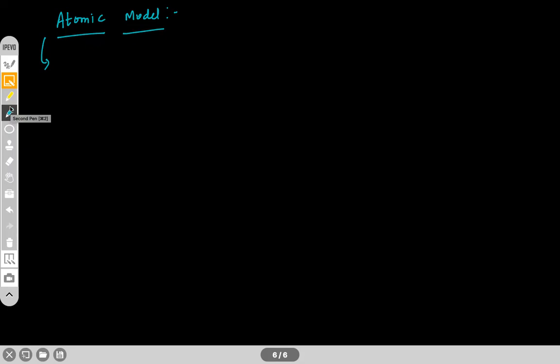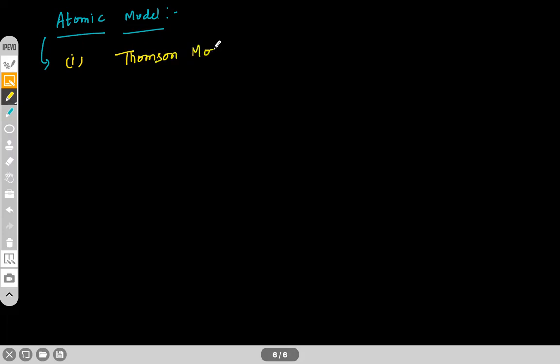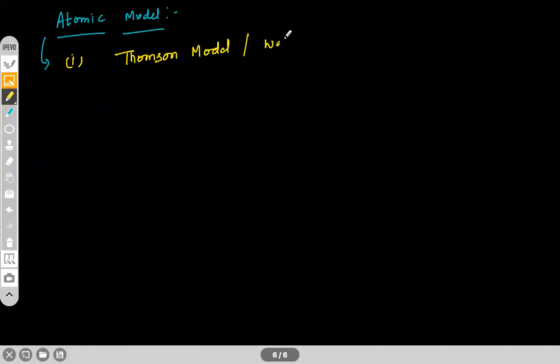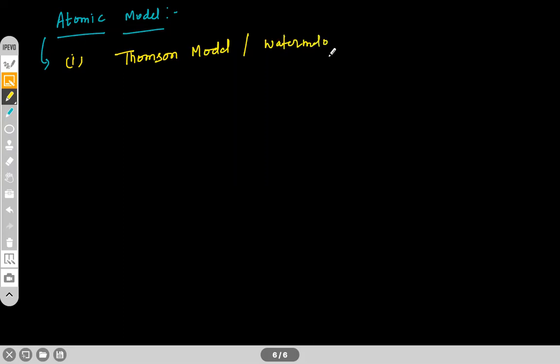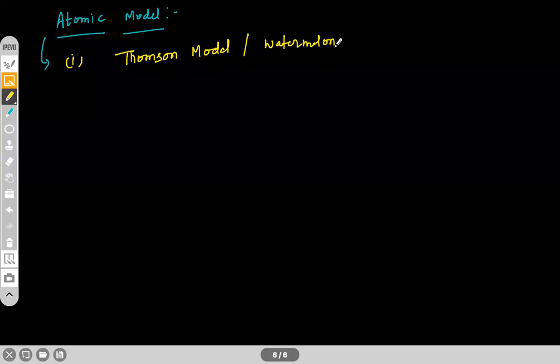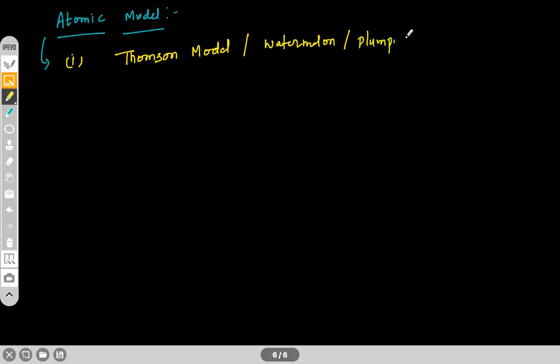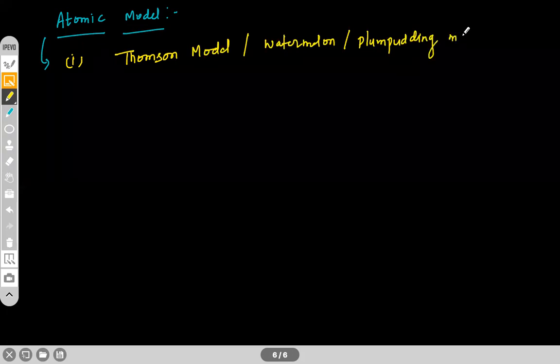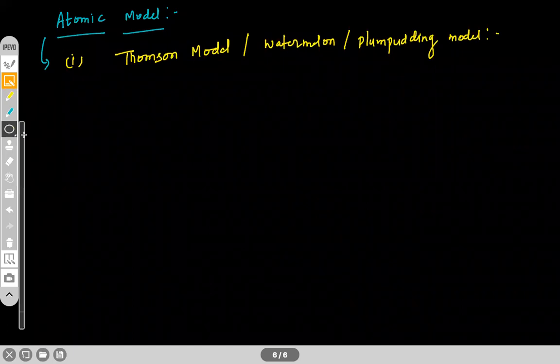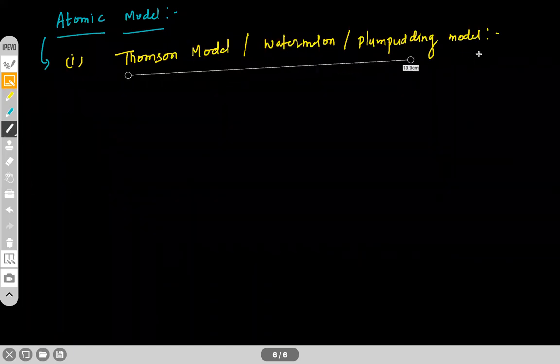Now, what are the different atomic models we have? The first model was given by J.J. Thomson, and we call it the Thomson model. What are the other names for this? We have the watermelon model. We also call it plum pudding, or plum pie pudding model. So all these are the same name we have.